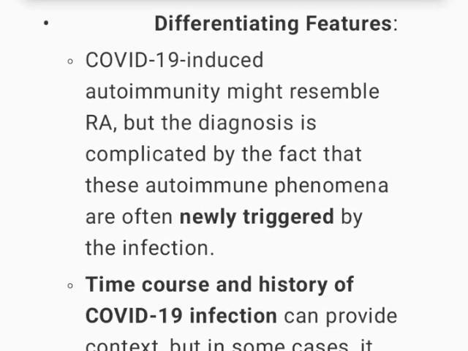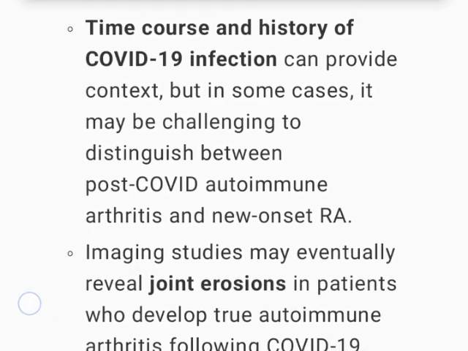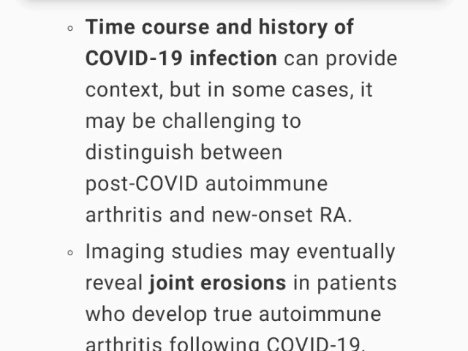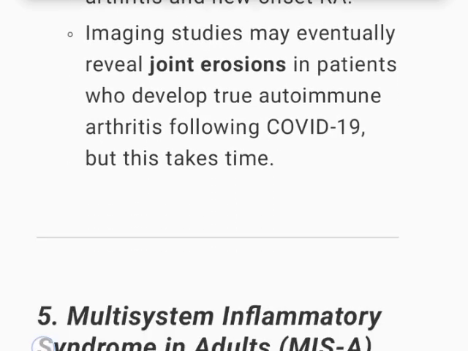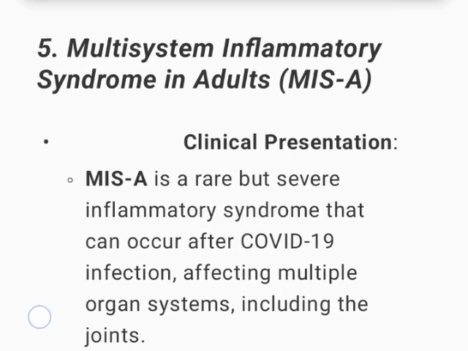Differentiating features. COVID-19 induced autoimmunity might resemble RA, but the diagnosis is complicated by the fact that these autoimmune phenomena are often newly triggered by the infection. Time course and history of COVID-19 infection can provide context, but in some cases, it may be challenging to distinguish between post-COVID autoimmune arthritis and new-onset RA. Imaging studies may eventually reveal joint erosions in patients who develop true autoimmune arthritis following COVID-19, but this takes time.